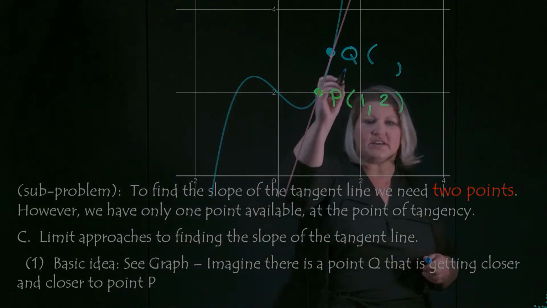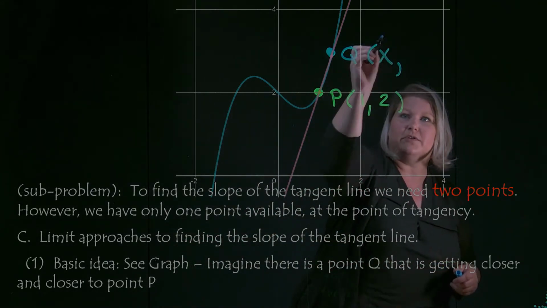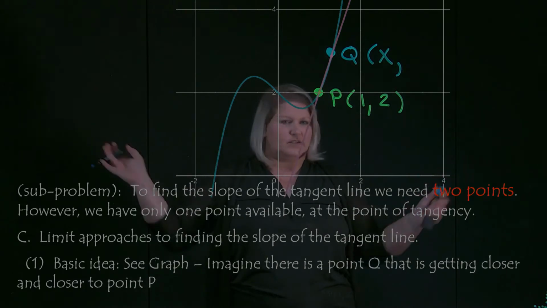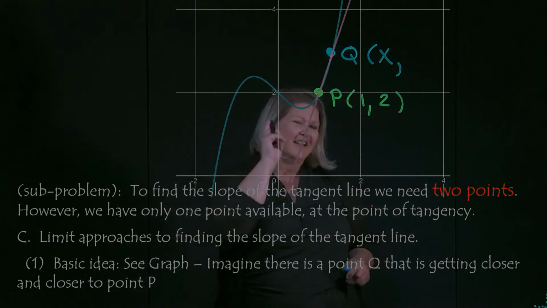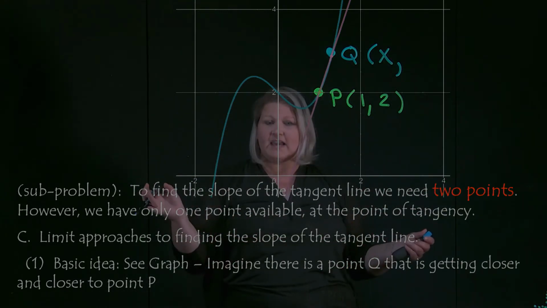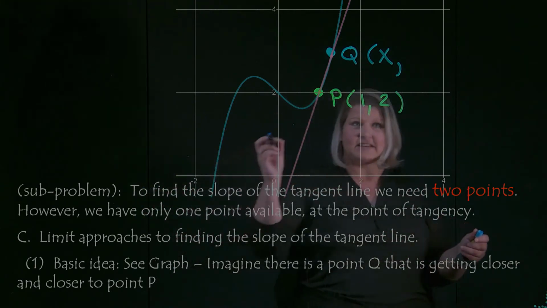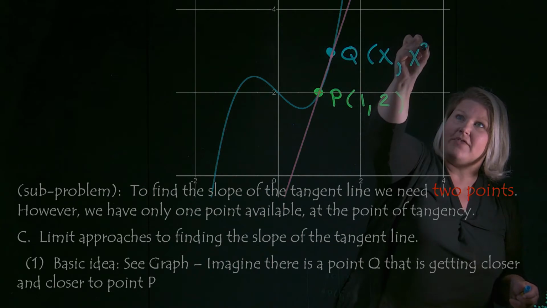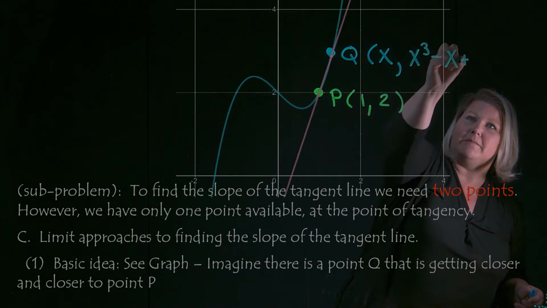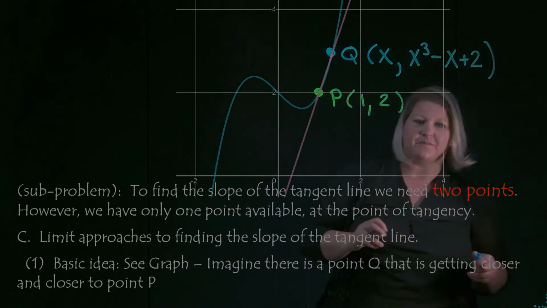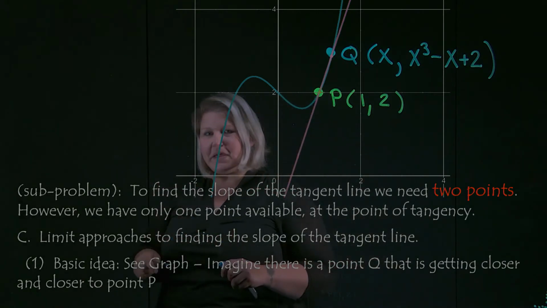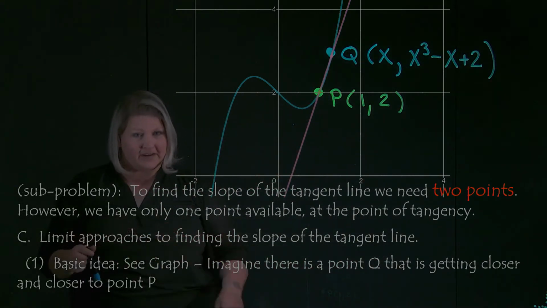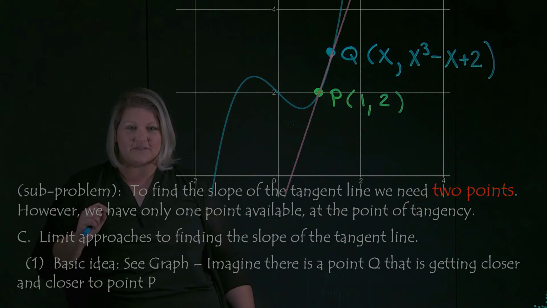So first of all, we're just going to imagine that point Q has some x value, x. We don't know what it is. Next, if it's point x, then the y coordinate for this line is given by the curve, x cubed minus x plus 2. So these are going to be my 2 points that I'm going to use.